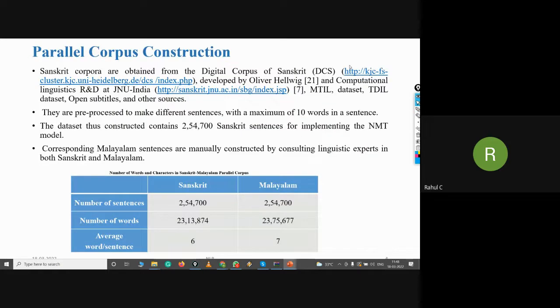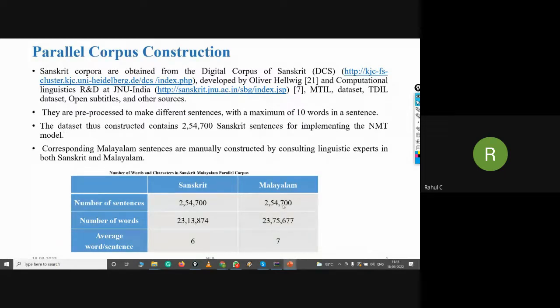Okay, so I already told you there should be a corpus. Somehow you have to define your corpus. A parallel corpus should be there. So here you can see in our data there are Sanskrit and Malayalam sentences. It should consist of 2,54,700 data, because this much data is needed in order to train a neural network.